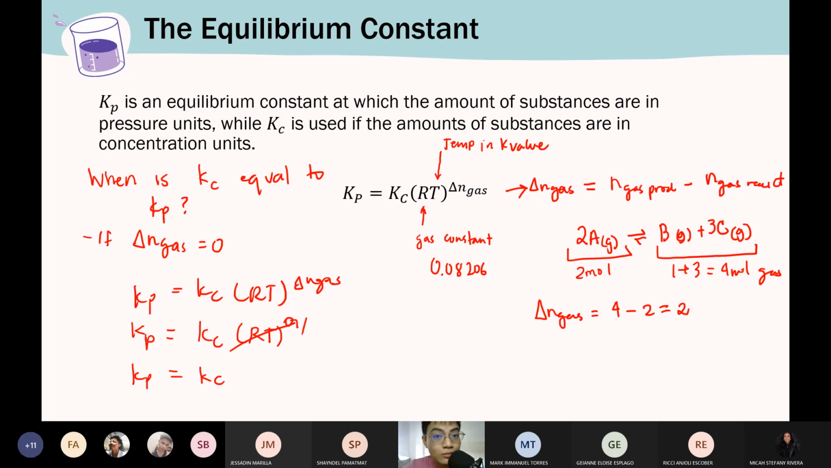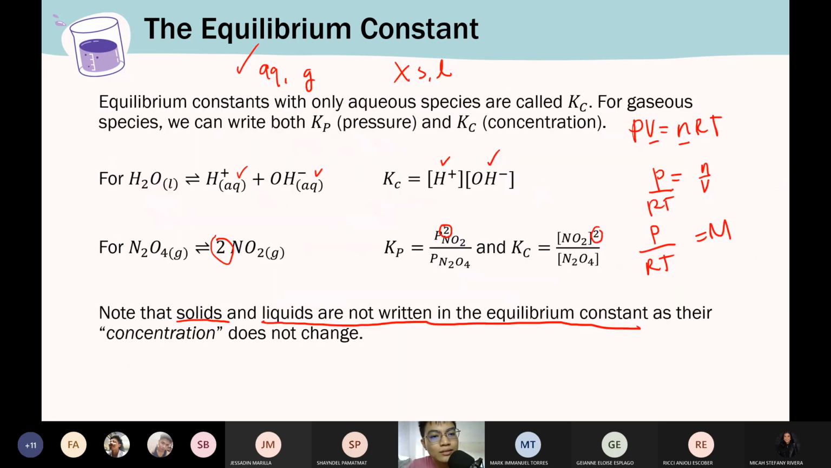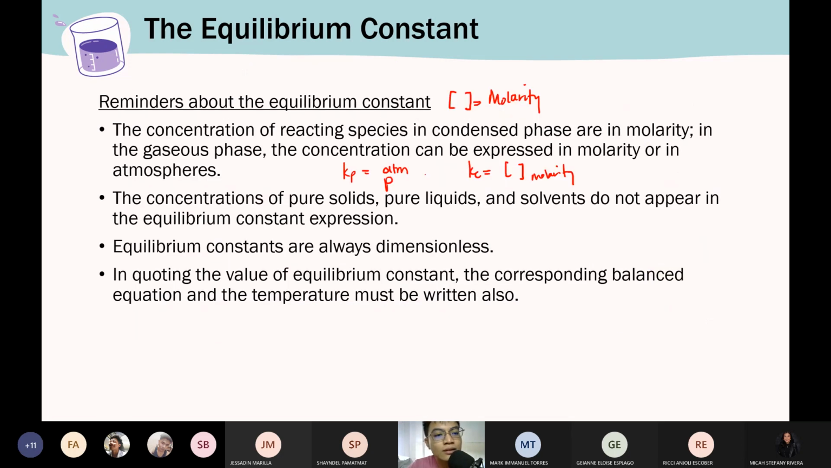Okay, so we are actually almost done. That's writing the equilibrium constant. Again, for Kc, just write the square brackets to indicate the concentration. For gases, you write the P or the square brackets, so it's either Kp or Kc. For solids and liquids, we don't write them, as we assume their amounts are always constant. For Kc, the unit is molarity. For Kp, that's atm.